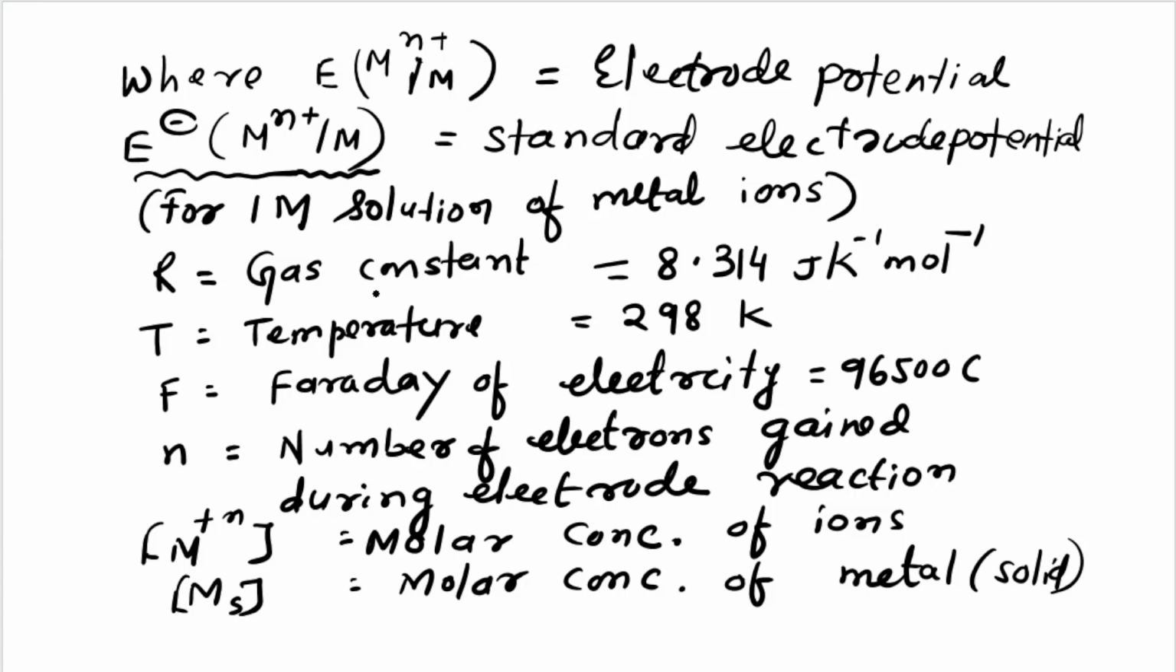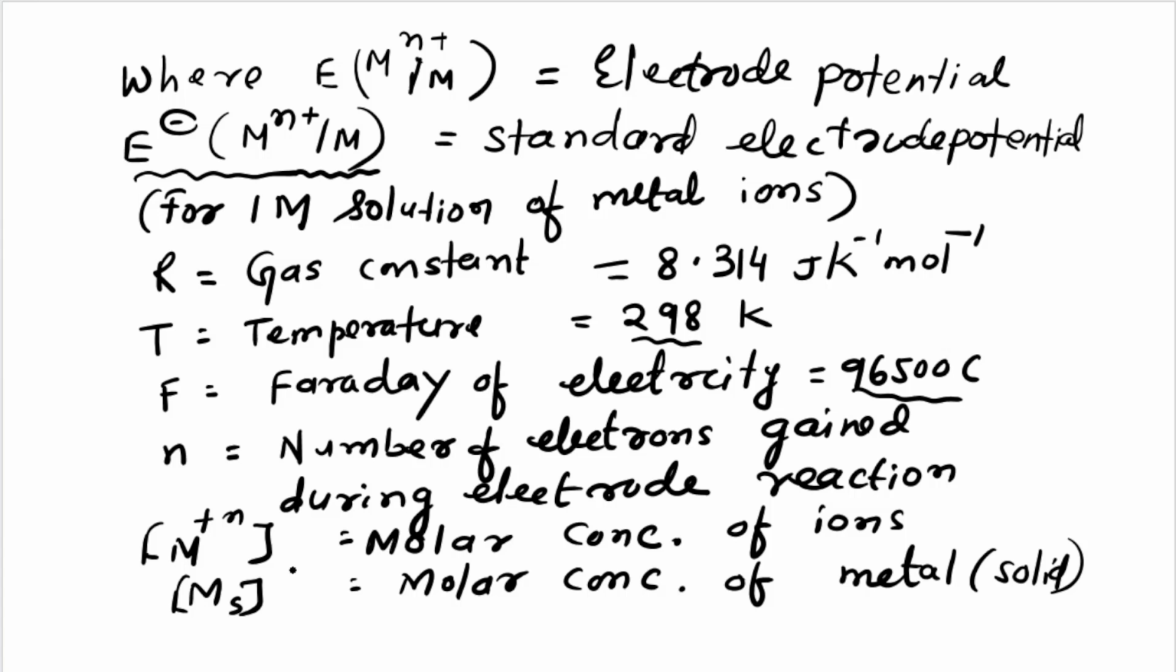Then R is the gas constant, whose value is 8.314 J K inverse mole inverse. T is the temperature, that is 298 Kelvin. F is the Faraday of electricity, that is 96500 coulombs. You put all the values, and n, the number of electrons gained during the electrode reaction, is very important. How many electrons are gained? So M n plus here denotes the molar concentration of the ions, and Ms is also the molar concentration of the metal.